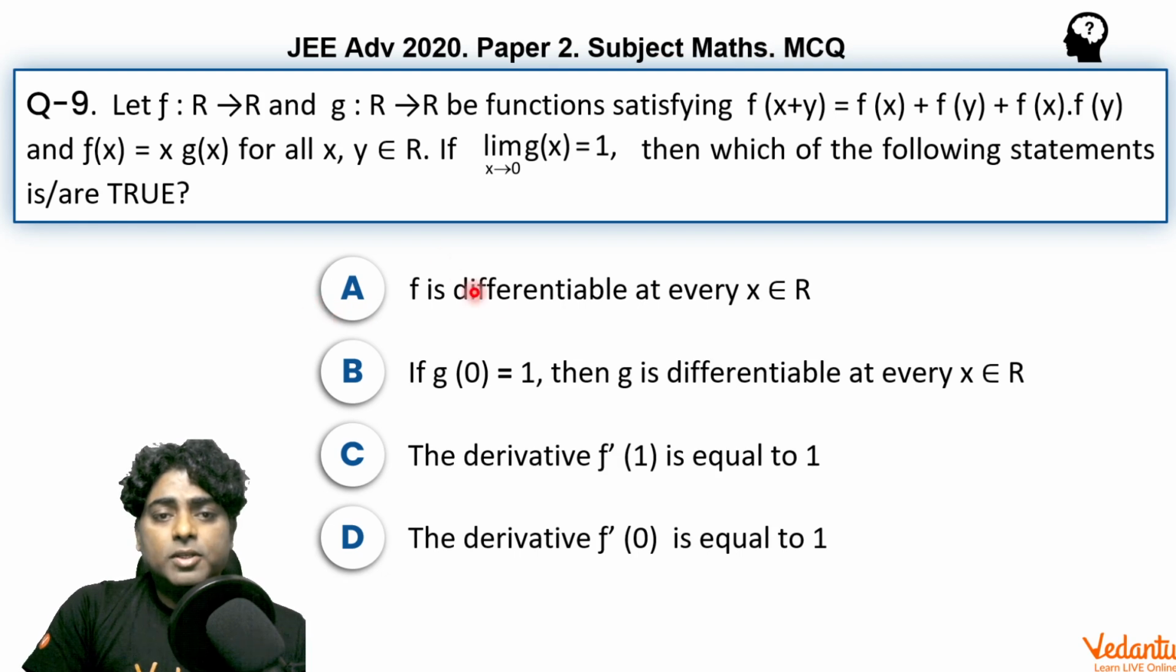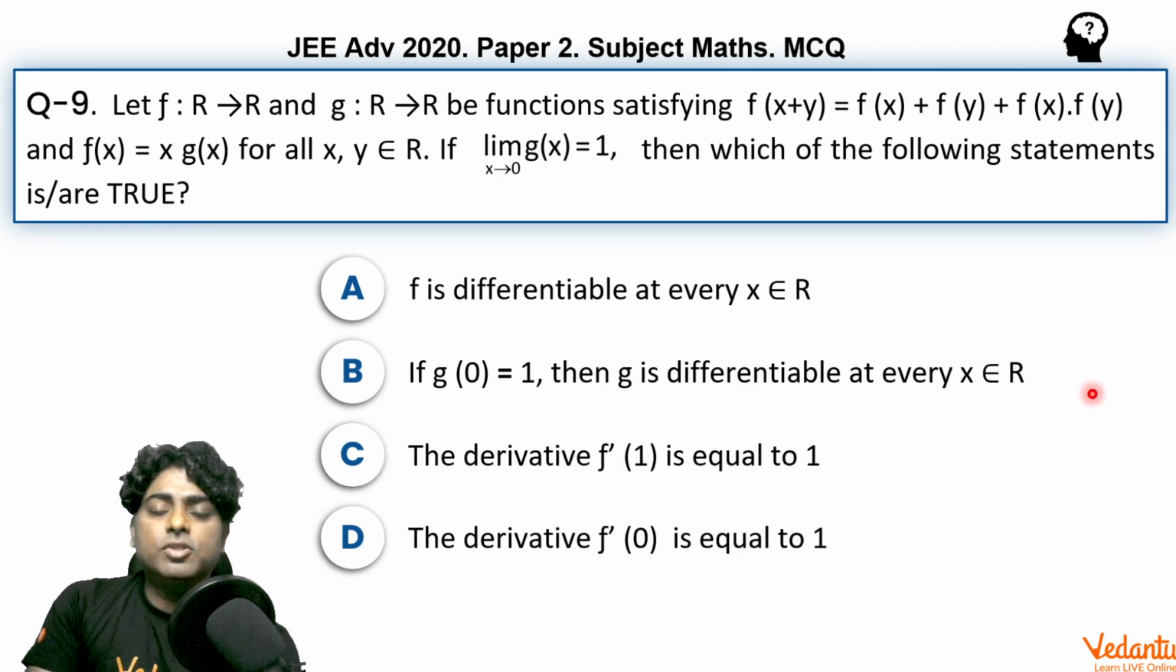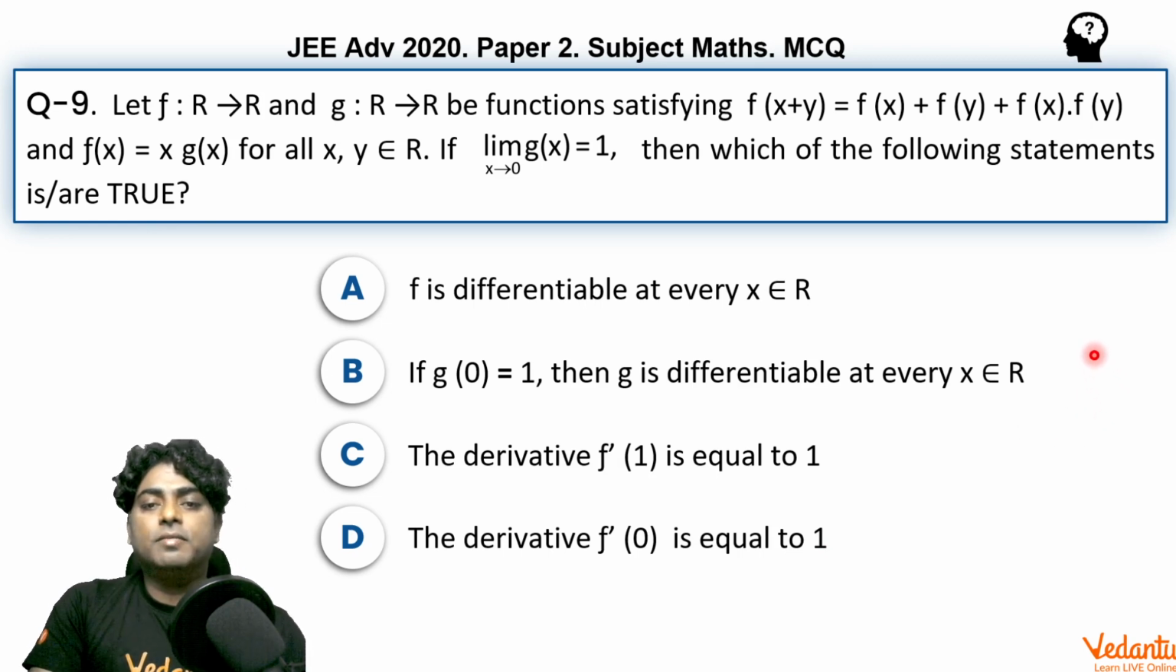Looking at the options. Option A, f is differentiable at every x belongs to R. Option B, if g(0) is 1, then g is differentiable at every x belongs to R. Option C, the derivative f dash 1 is equal to 1. Option D, the derivative f dash 0 is equal to 1. So basically we need to check the differentiability of f and g, right?